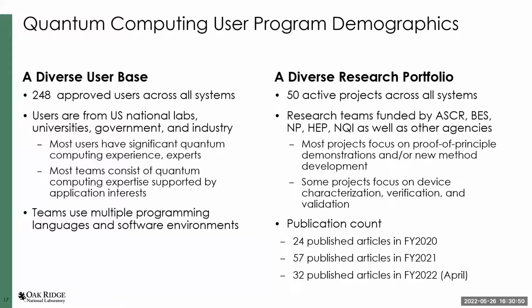Like most user programs through the DOE, what we are looking for are the results of this research. So we keep a close eye on publication count. Since we started counting this back in 2020, we've seen fairly rapid growth. We're now publishing at least one paper per week, and it looks like that's actually on the rise.